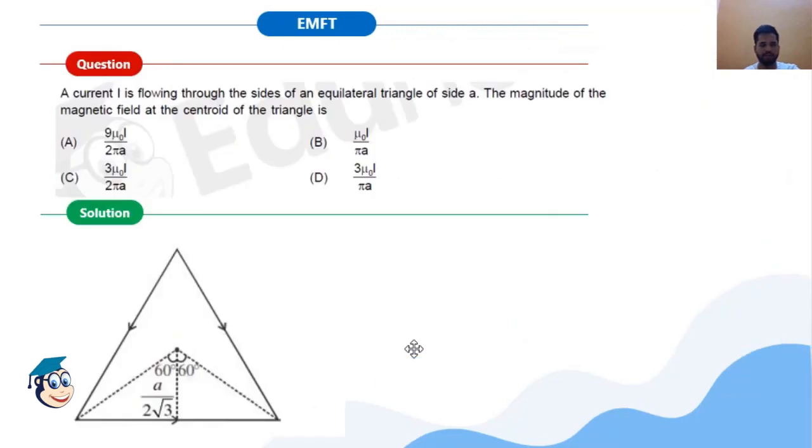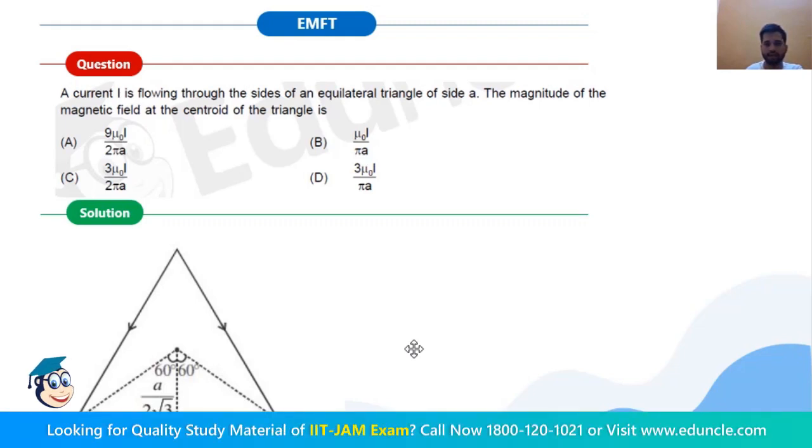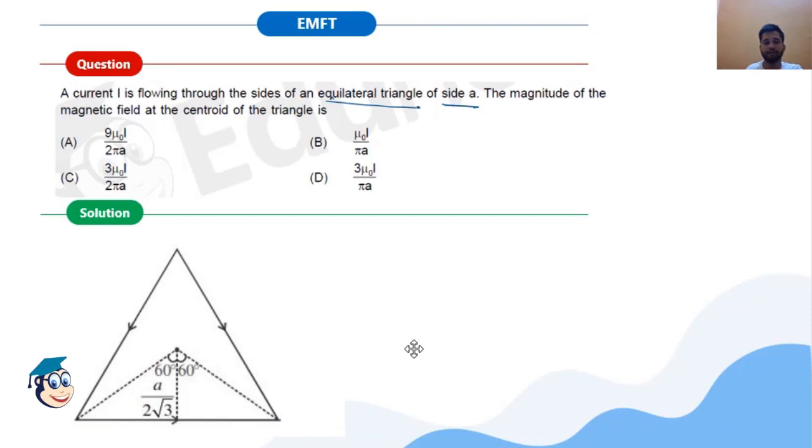Okay, so let us see a previous year question. Okay, so what the question is saying is a current is flowing through the sides of an equilateral triangle. Okay, you are given an equilateral triangle of side A. Okay, the magnitude of magnetic field at the center of the triangle, it is our question.